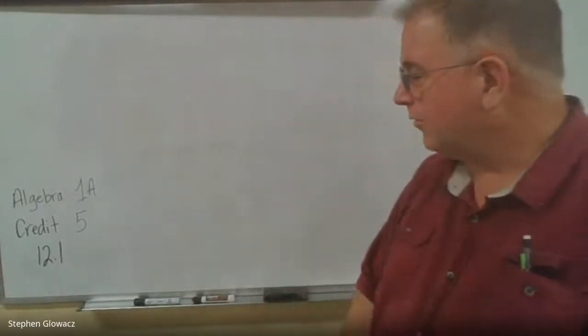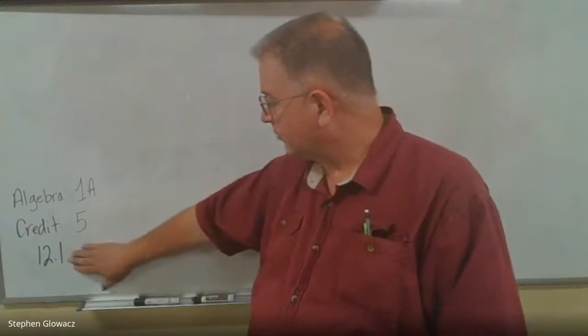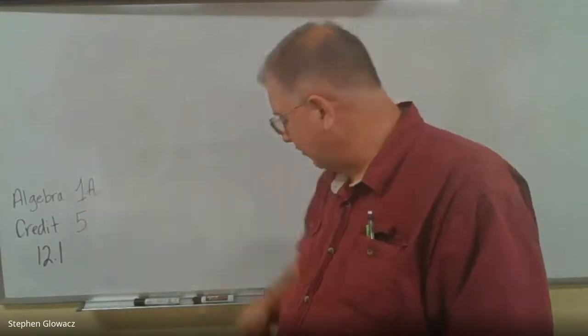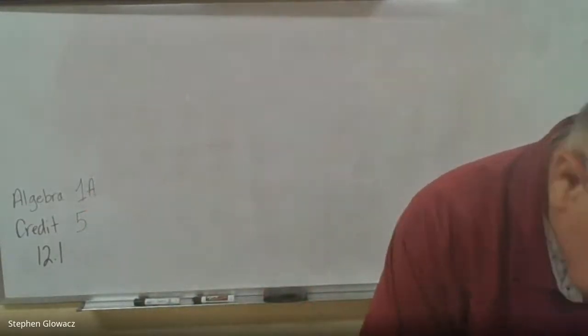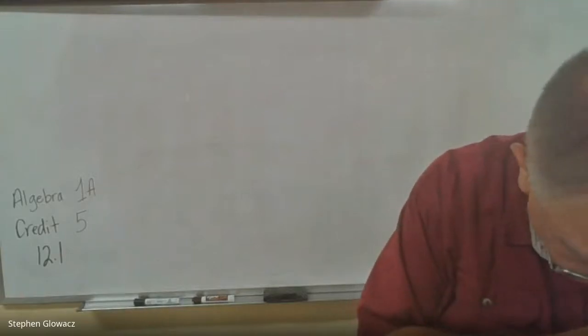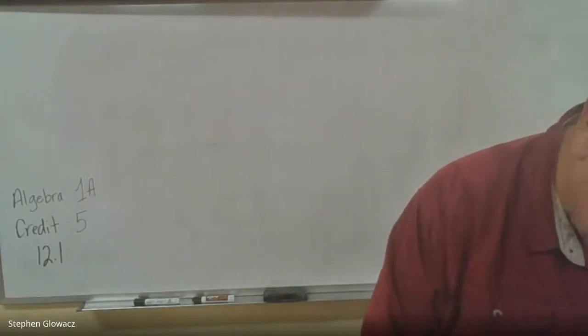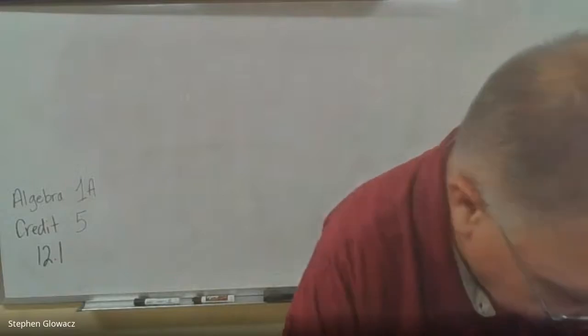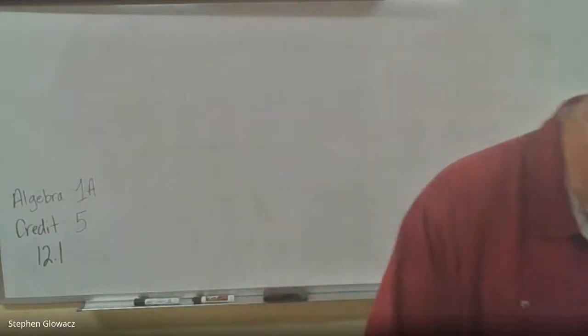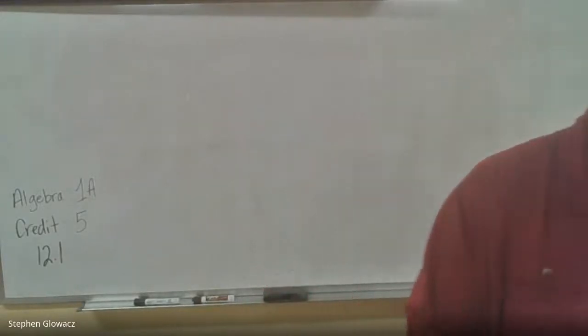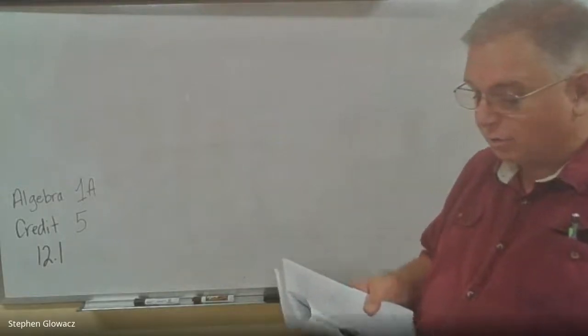Okay, so now we are moving on to lesson 12.1 of Algebra 1A Credit 5. Let's go ahead and start over on page, the lesson starts on 48, but we're going to actually start on page 49.